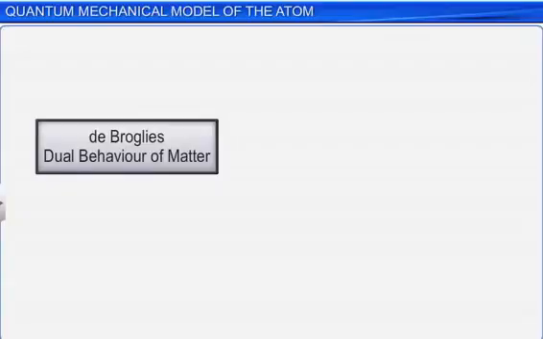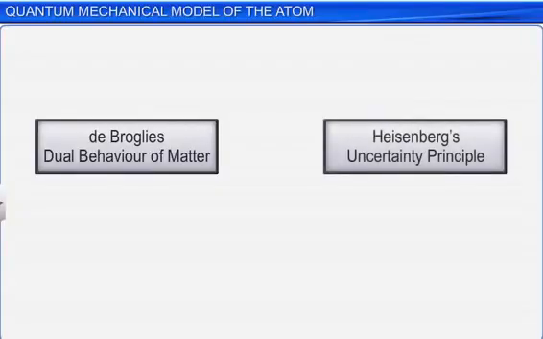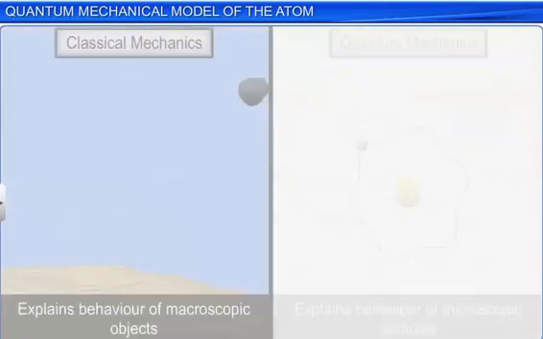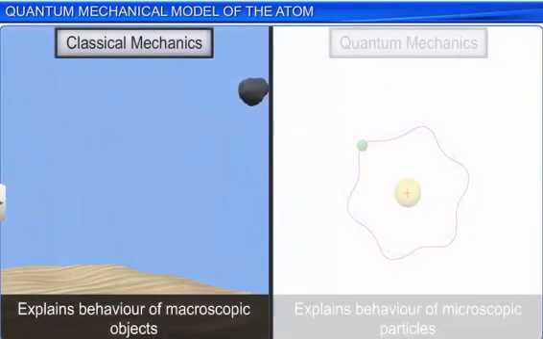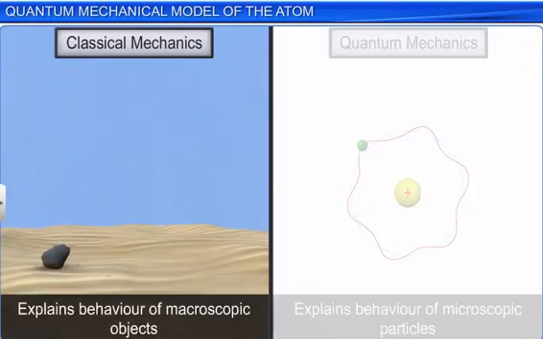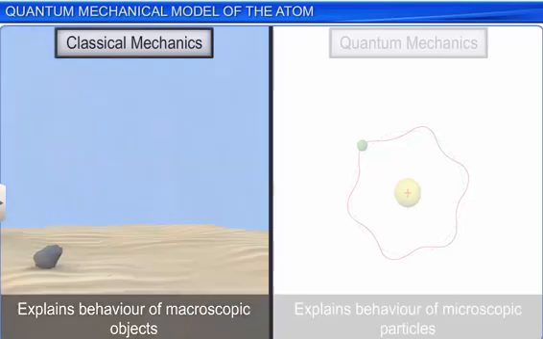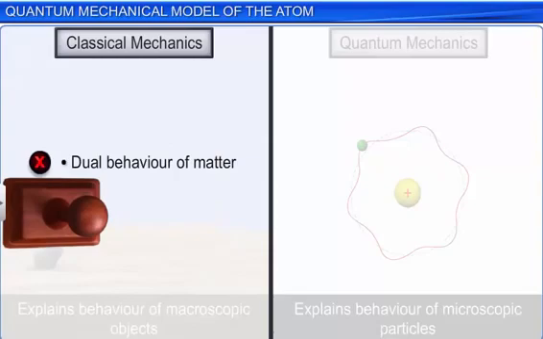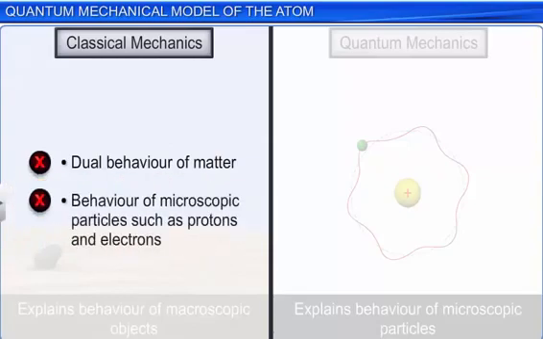The de Broglie's dual behavior of matter and Heisenberg's uncertainty principle gave birth to a completely new branch of science called quantum mechanics. Classical mechanics successfully explains the behavior of macroscopic objects, such as a falling stone, on the basis of particle nature. It ignores the concept of the dual behavior of matter and thus fails to explain the behavior of microscopic particles, such as protons, electrons, and so on.